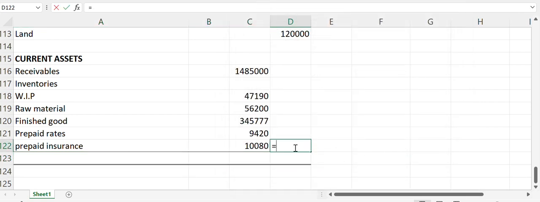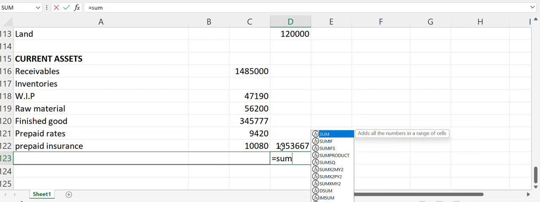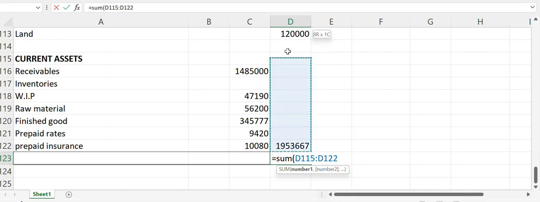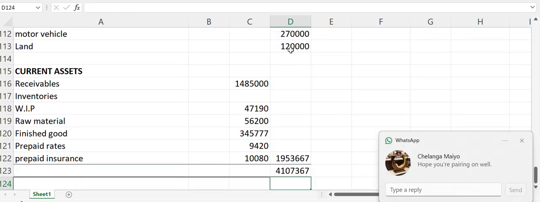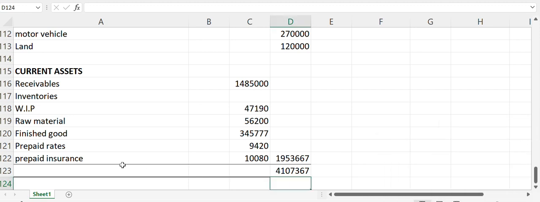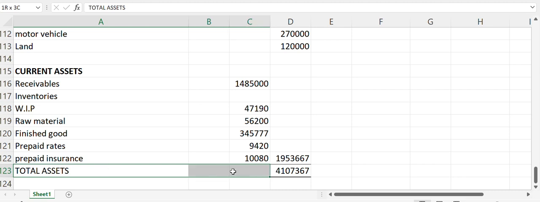So we can add all this to get that. So total assets will be the summation of everything here. So we have total assets there.